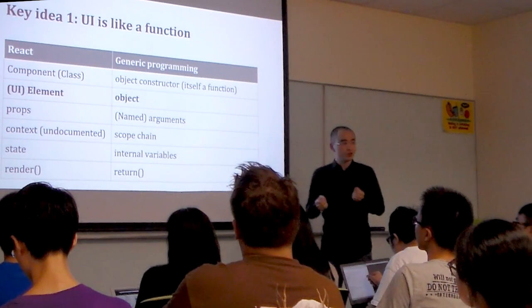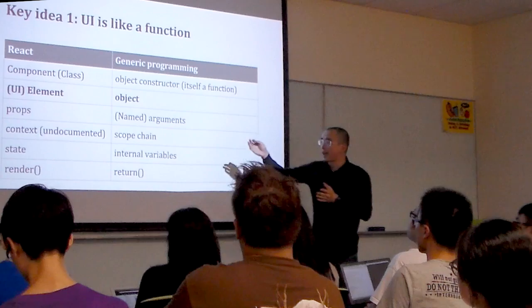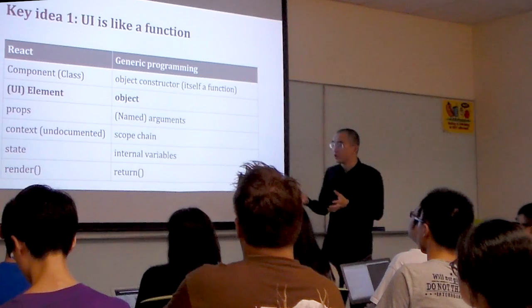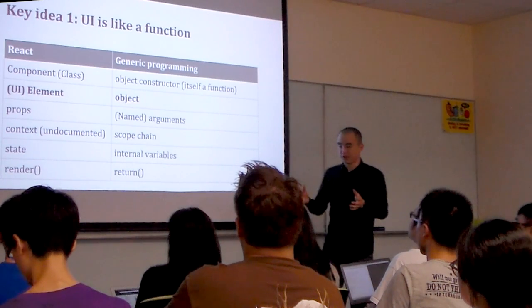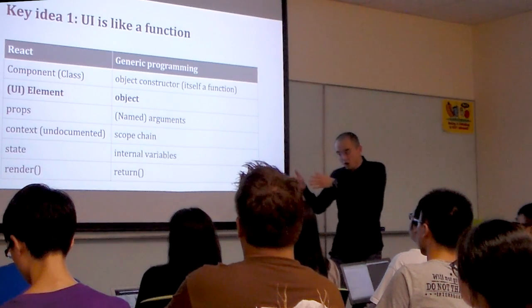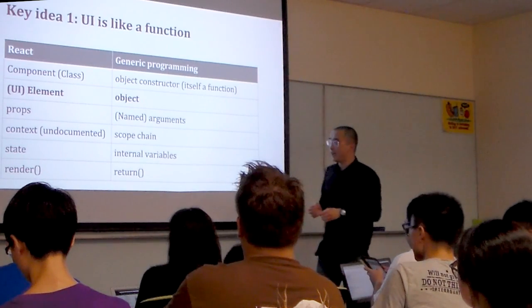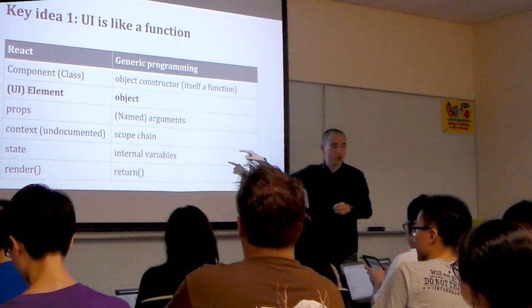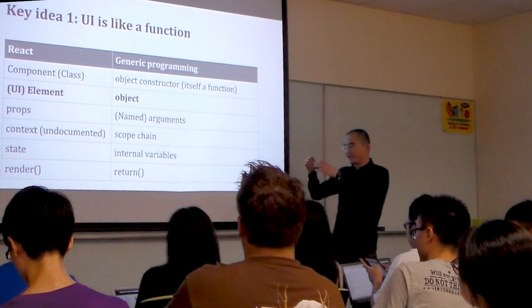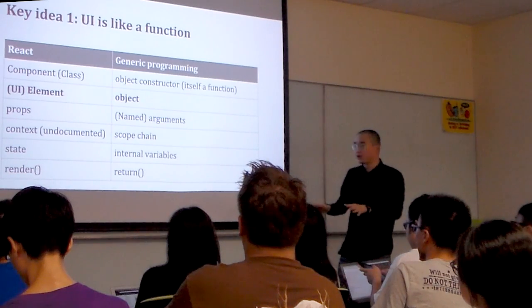And for a function, you will pass in parameters, arguments, right? And when you do that, in React, they are just called props or properties. They're just like attributes of an HTML element. When you say, for example, p class equals hello world, then you're passing in hello world just as an argument to that component, to the element, excuse me. And in a function, you've got scope chain, so you can access variables outside of your immediate function. That's called context in React, but it is undocumented, so we won't use it.